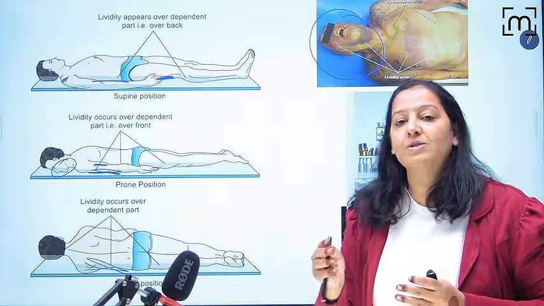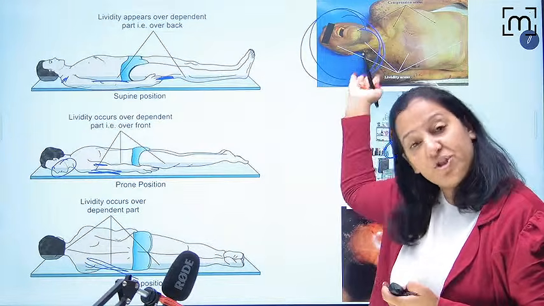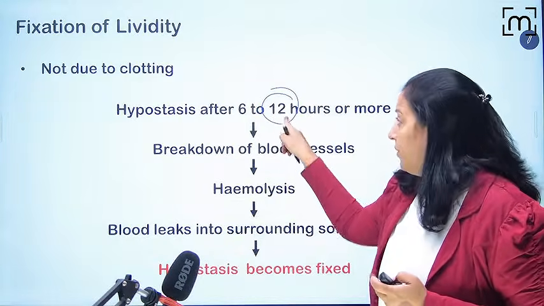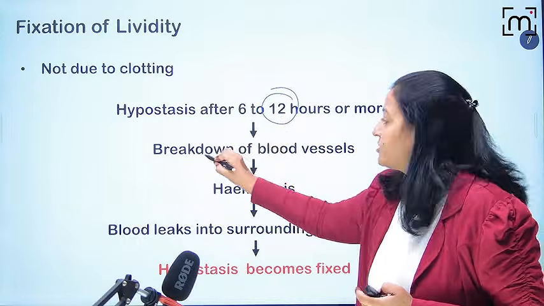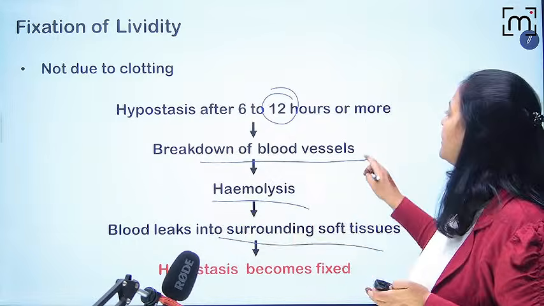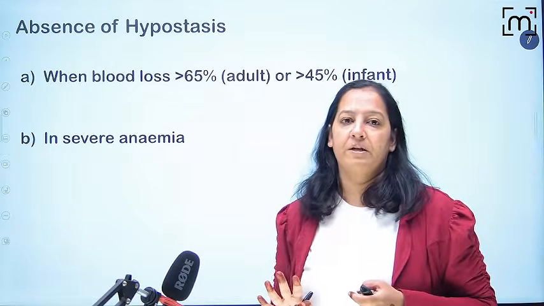But after 12 hours, once the blood vessels are ruptured and lividity develops, even on changing the position of the dead body, it will not change, and it is known as fixing of the lividity. So lividity becomes fixed after 12 hours because of breakdown of the blood vessels, hemolysis; blood comes out and spreads in the soft tissue. I hope you got it. This is known as fixing of lividity.